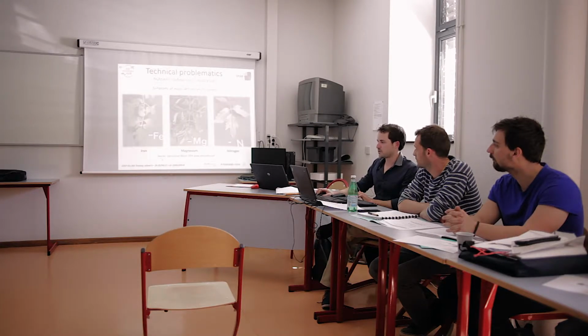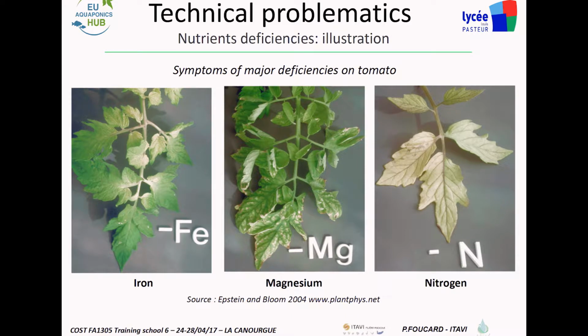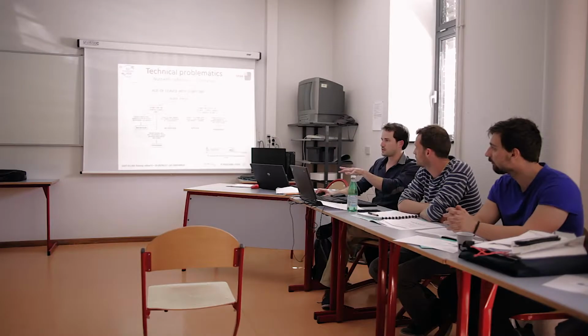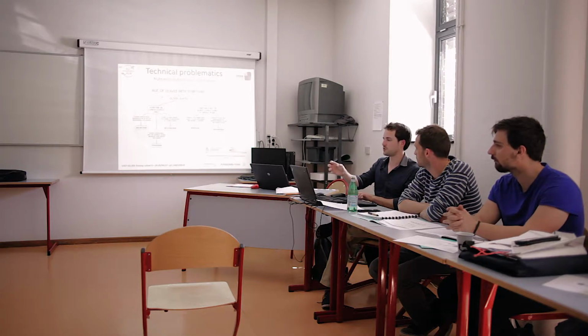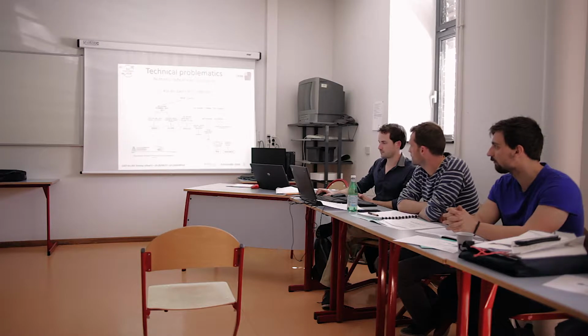There it's for tomato: iron deficiency, magnesium, nitrogen. So I won't talk about that, but you will have something to see later when you get the PowerPoint. It's some key of determination of deficiencies. You have two documents, so it can be useful.